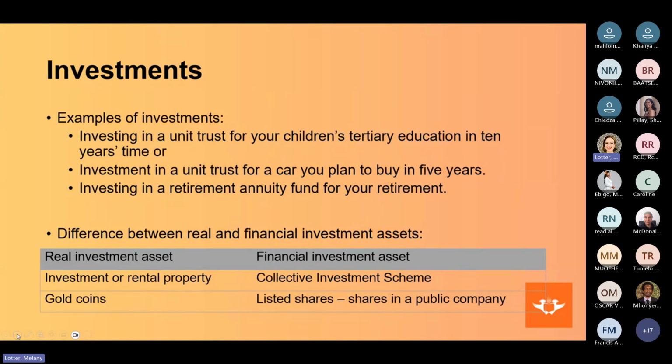So the difference between real and financial investments is that real investments are like an investment property or rental property, gold coins. And then financial investment assets are not what you can see, but they've got a value, like shares, listed shares in a company, or a collective investment scheme.